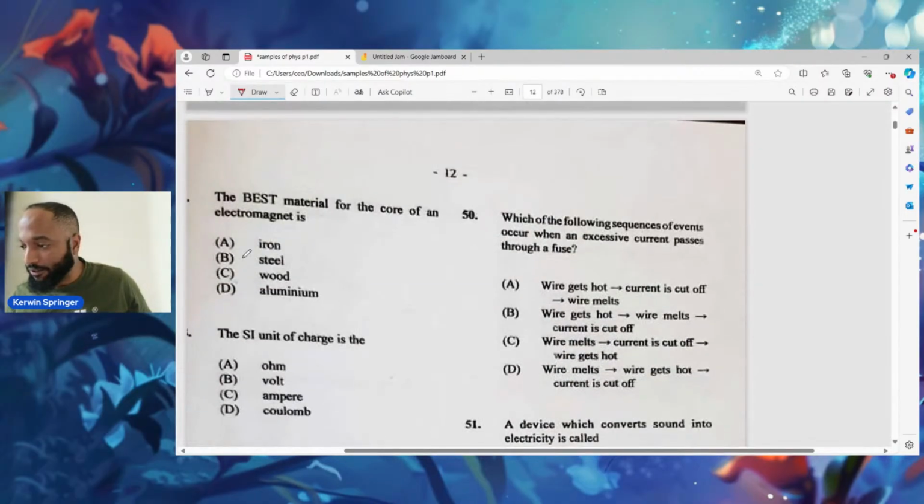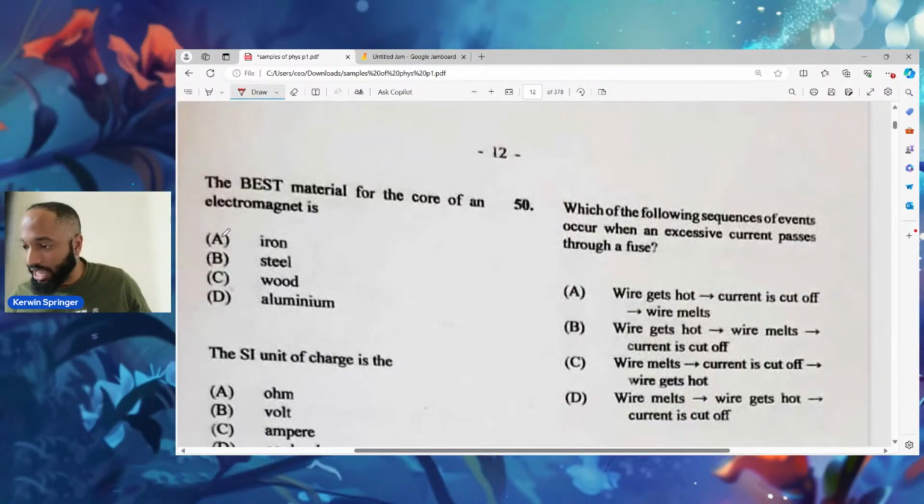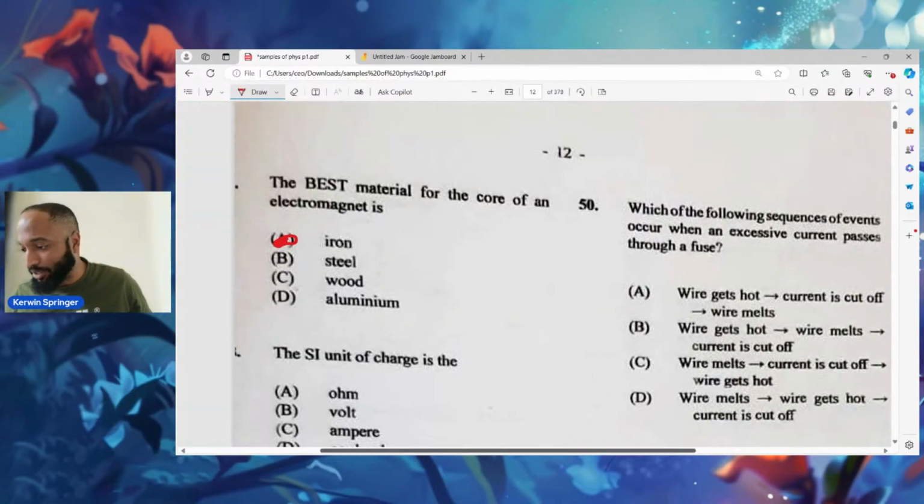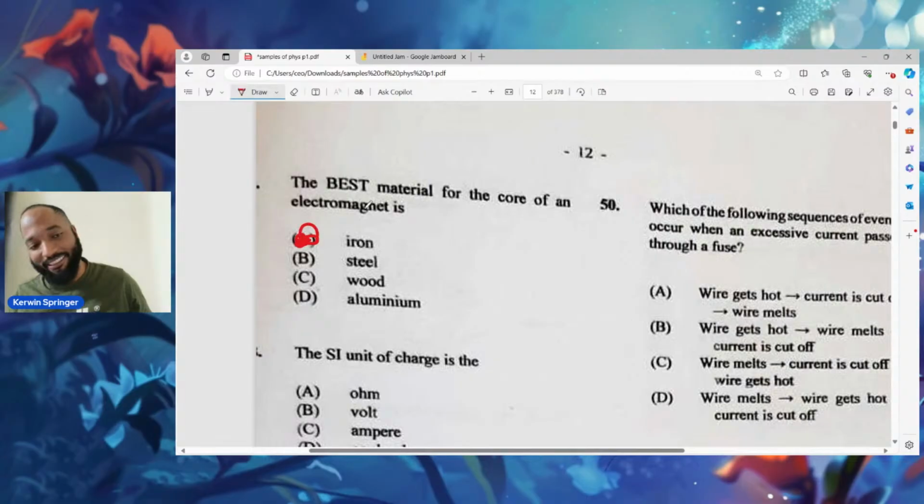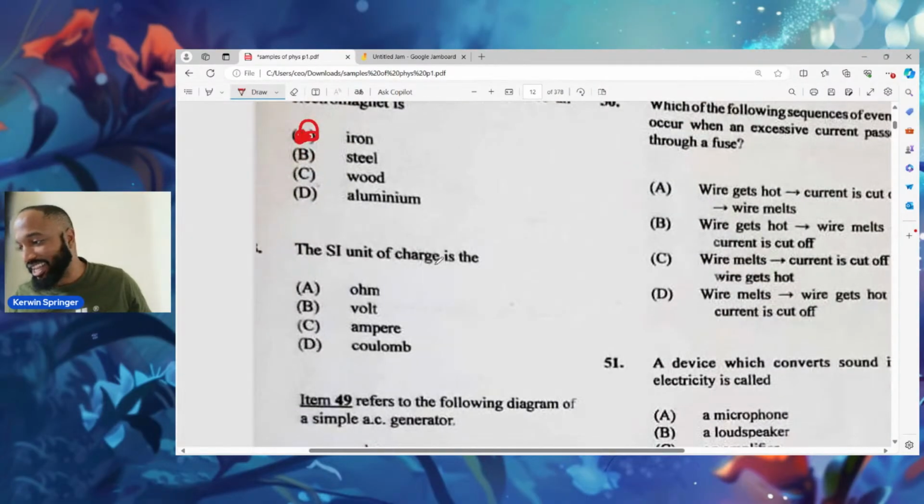The best material for the core of an electromagnet is iron. I mean, you could use wood too. Nothing is going to happen, but it's going to look good, you know. The SI unit of charge is this fella here, Coulomb.